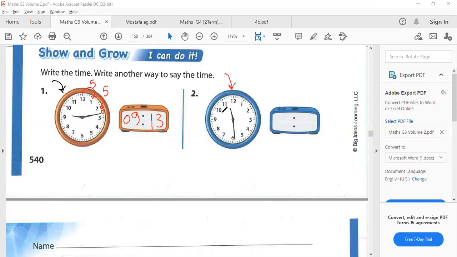Okay, Muad, could you please tell me what time is it here? The time is 11. 11, excellent. The short hand is pointing to 11, and how many minutes after 11? The long hand is pointing to how many minutes? Until we reach 6, there are 30 minutes, right?